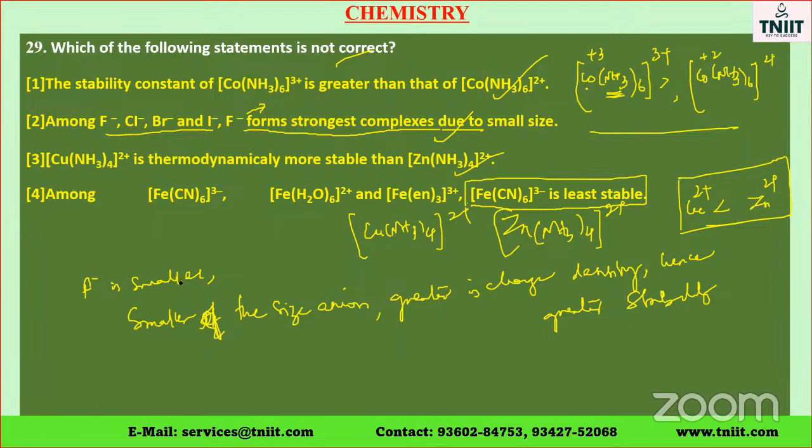So [Fe(CN)6] is not the least stable. [Fe(CN)6] is the most stable. So this is the wrong statement, because they're asking for the statement which is not correct. So the fourth statement is not correct. Cyanide is a stronger ligand compared to water and ethylenediamine. So this is more stable than the other two. Hence the answer is option 4.